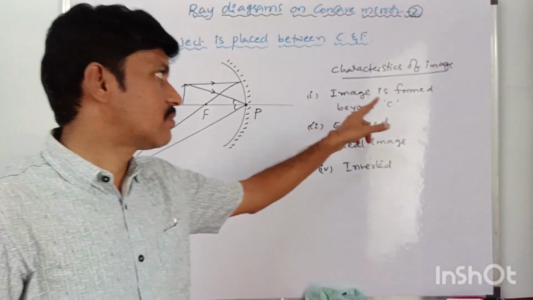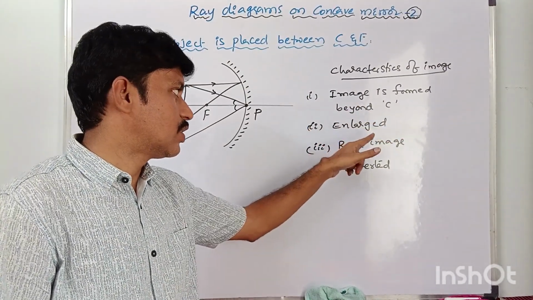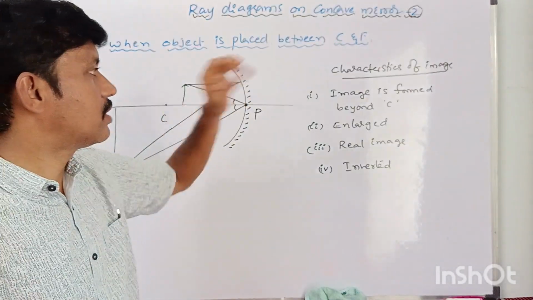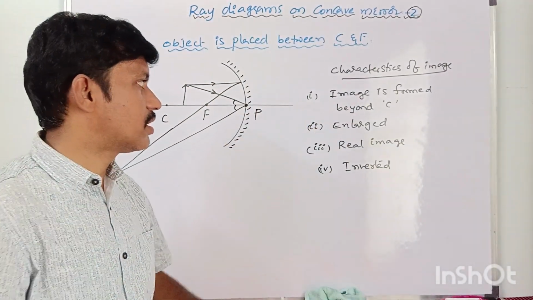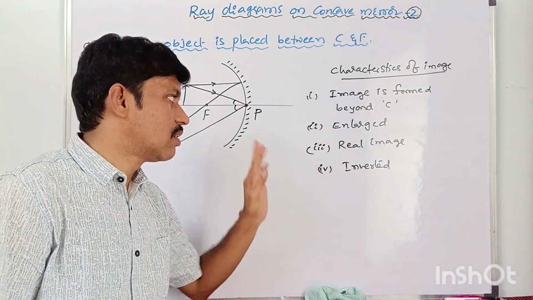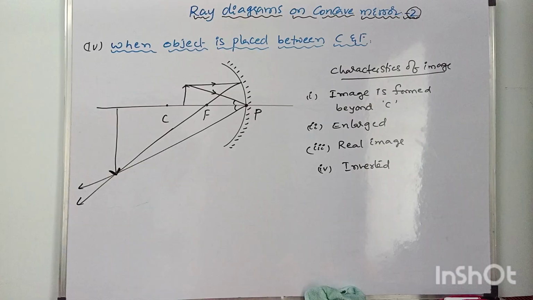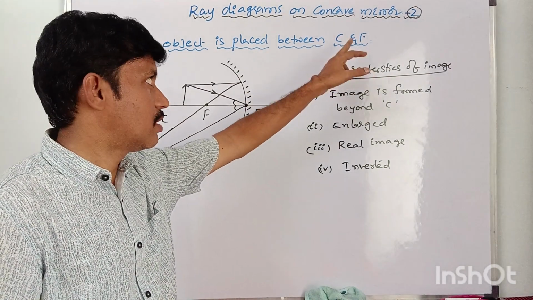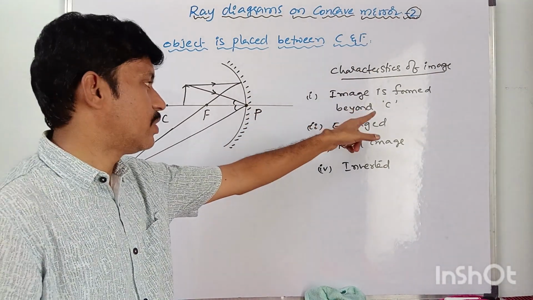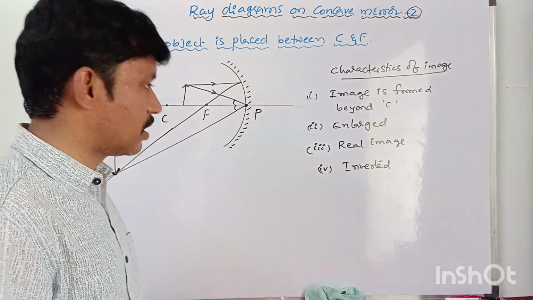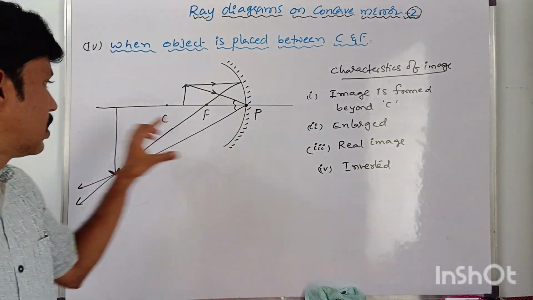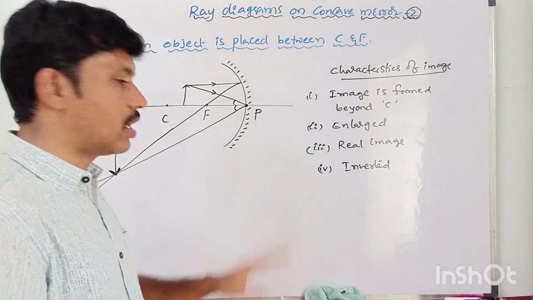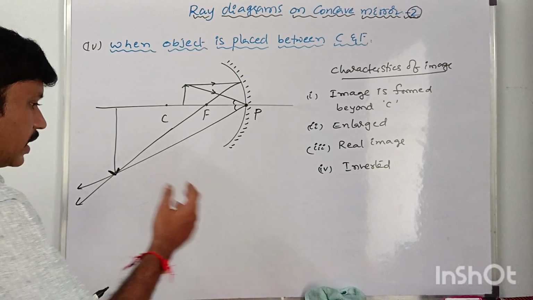Okay, right? The image is formed beyond the center of curvature, an enlarged image, a real image, and an inverted image. So when the object is placed between C and F, the image is formed beyond the center of curvature, it is enlarged, and it is a real and inverted image. Okay, done. Let us go to the next case.